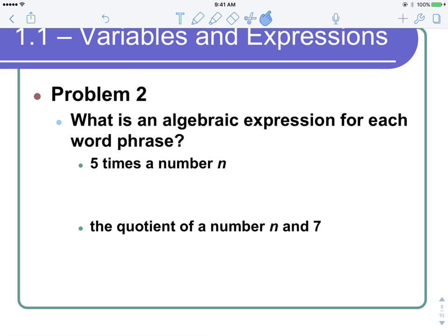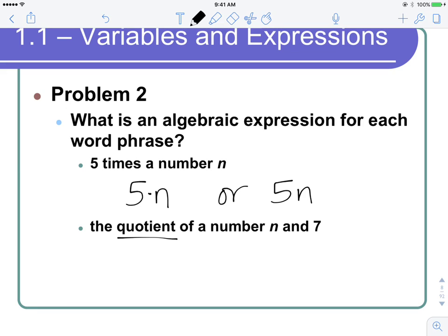Here's another one. 5 times a number n, that's pretty straightforward. That means multiplication, so we would write it as 5 times n. We can also just write it as 5n, as that tells us that we are multiplying as well. You don't need the multiplication symbol.